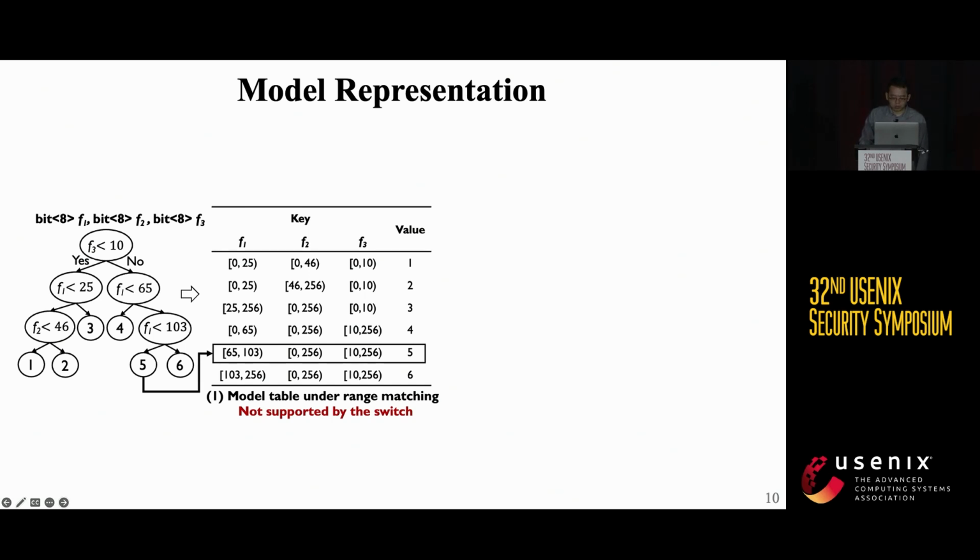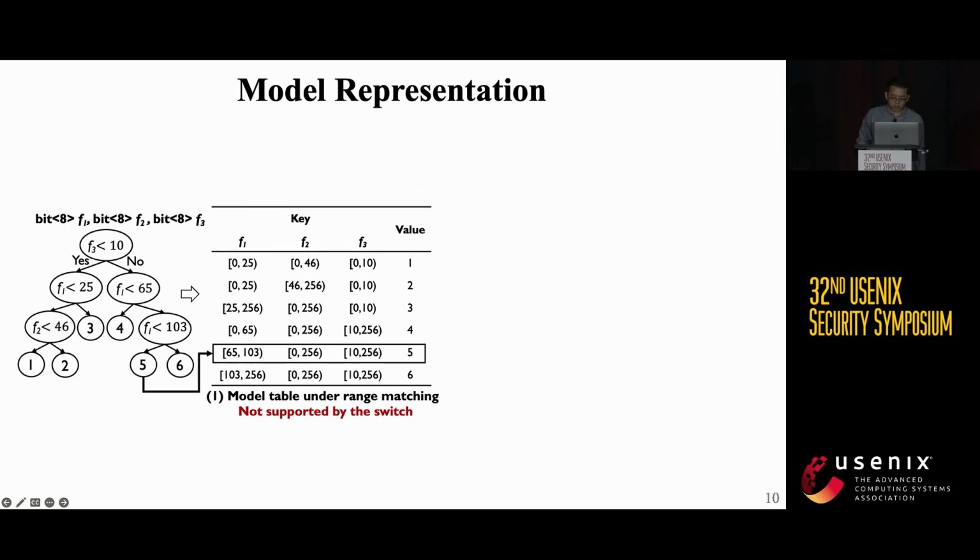I will introduce the model representation with a simple tree model. There are 3 features and 6 leaf nodes in the tree. The leaf nodes represent the classification results, and a path from the root node to a leaf node represents the matching rules for that leaf node. Thus, we can transform the tree to table 1. The keys in table 1 are ranges.